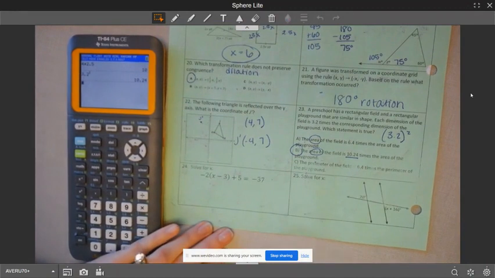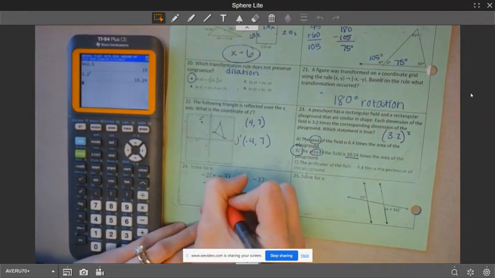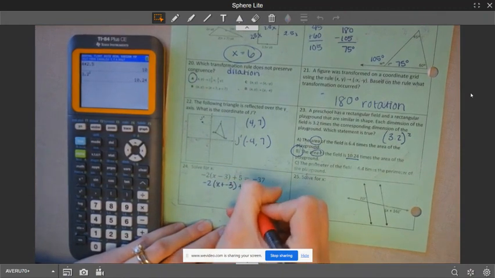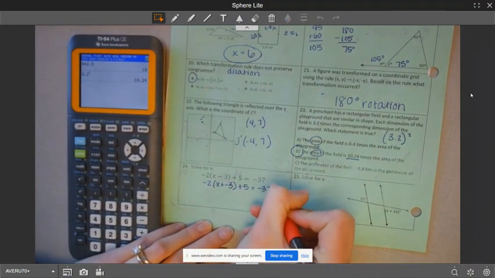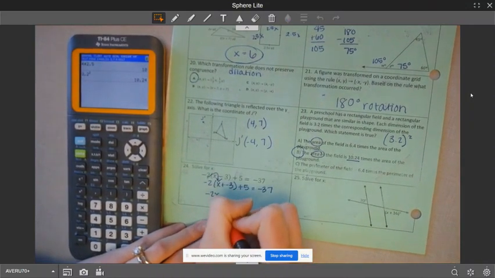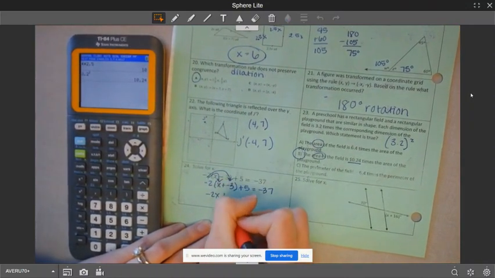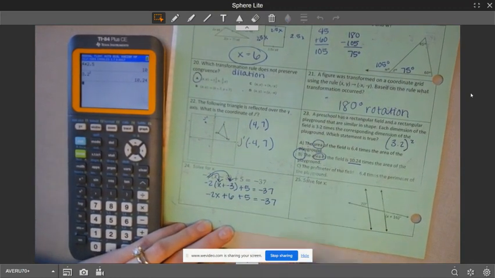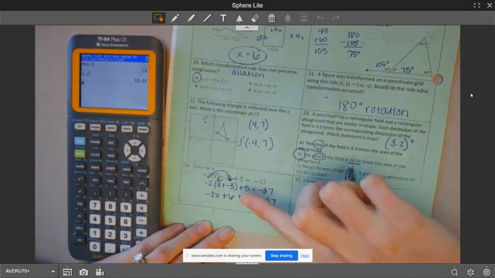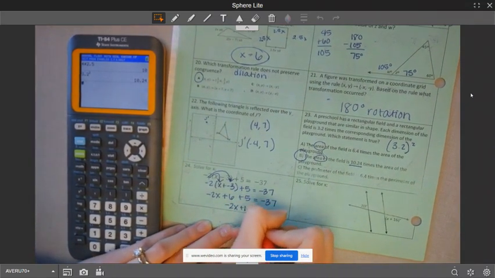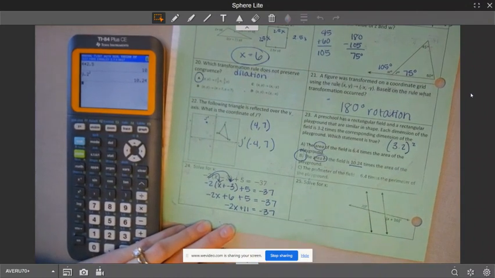Number 24, solve for x. Well, first thing I'm going to do is rewrite all subtraction as adding a negative to make sure I don't mess up my signs. And then I'm going to distribute. Negative 2 times x is negative 2x. Negative 2 times negative 3 is a positive 6. Bring down everything else. Combine like terms on the left side if I can. I can add 6 and 5, so I get negative 2x plus 11 is equal to negative 37.